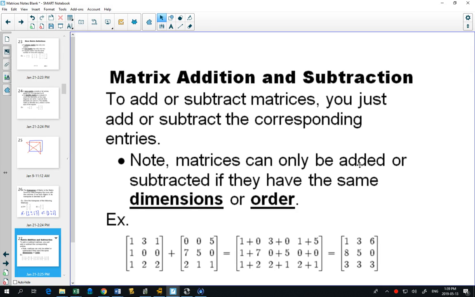So if I had this square matrix, which is the 3 by 3, plus another square matrix, which is the 3 by 3, I can just add. Top row, column 1: 1 plus 0, I'm going to get 1. 3 plus 0, I'm going to get 3. 1 plus 5, I'm going to get 6. And so we can add matrices together by adding the corresponding elements.